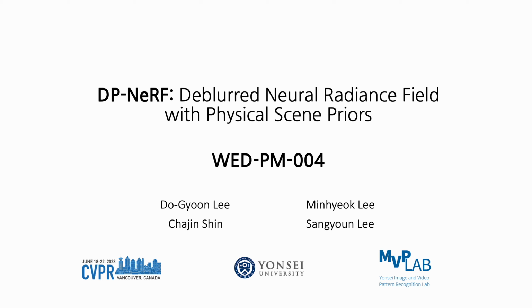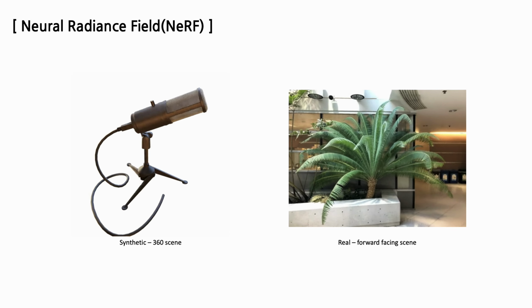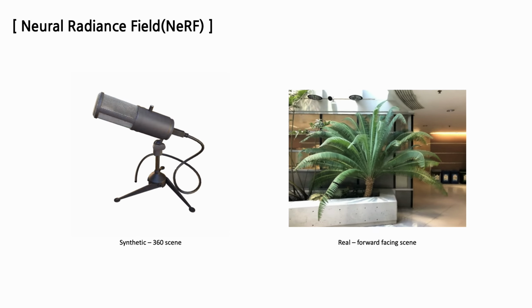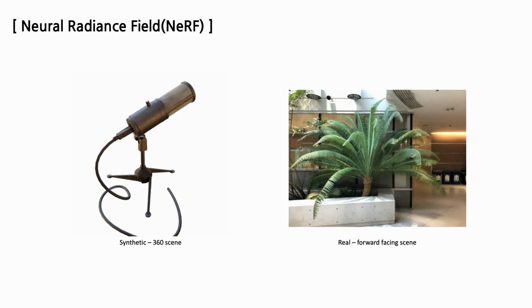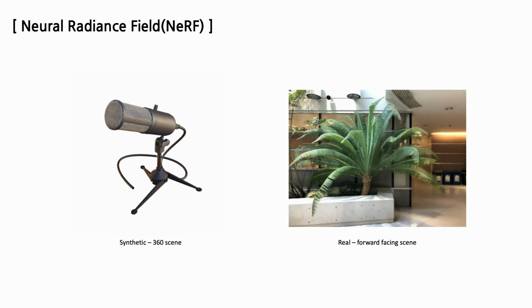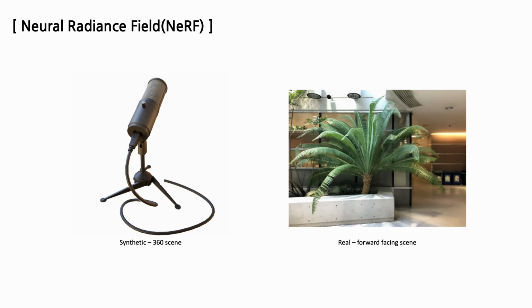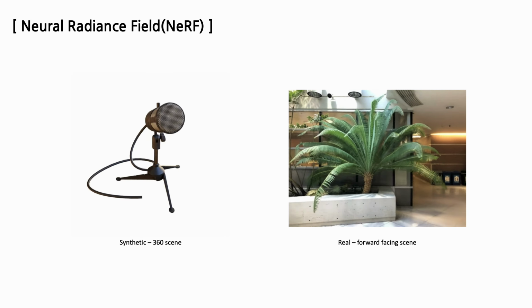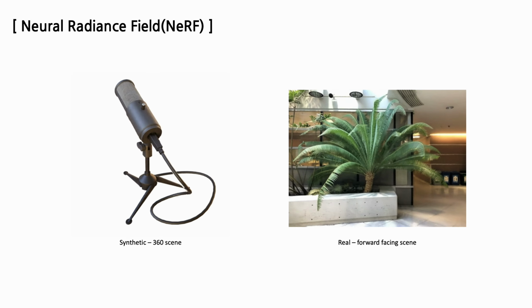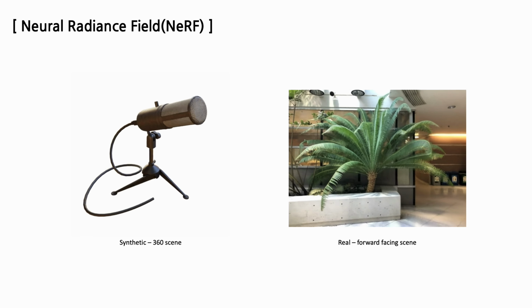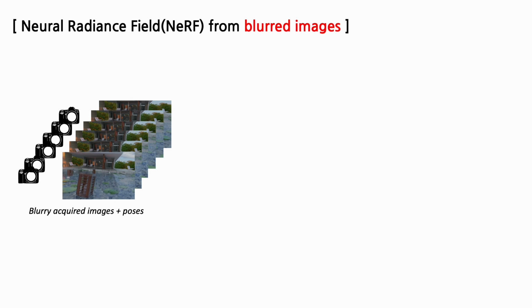We are going to present Deblurred Neural Radiance Field with Physical Priors, which we named DP-NeRF. Neural radiance field, which we call NeRF, has led to an explosion of 3D scene representation from multi-view images. It accurately synthesizes novel view images based on the trained neural network using the volume rendering technique. However, there is not as much research on neural radiance fields in challenging scenarios such as degraded images with noise.